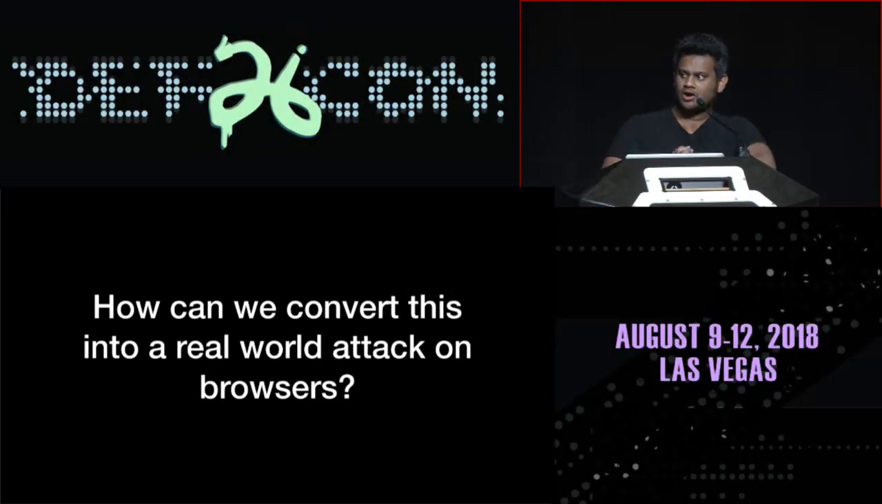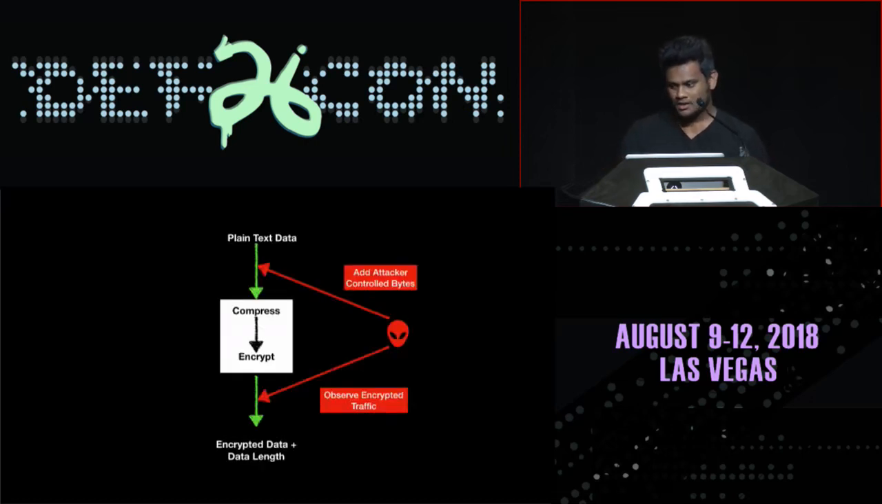So all that is good. Nobody talked about it after that. People just said, if you do compression and then encryption, things can go bad. Okay, so what? Now, people have been talking for the last decade about how we can make this into a real-world attack. If you think about this, what an attacker really needs to make this into a real-world attack is to inject bytes and to observe length.